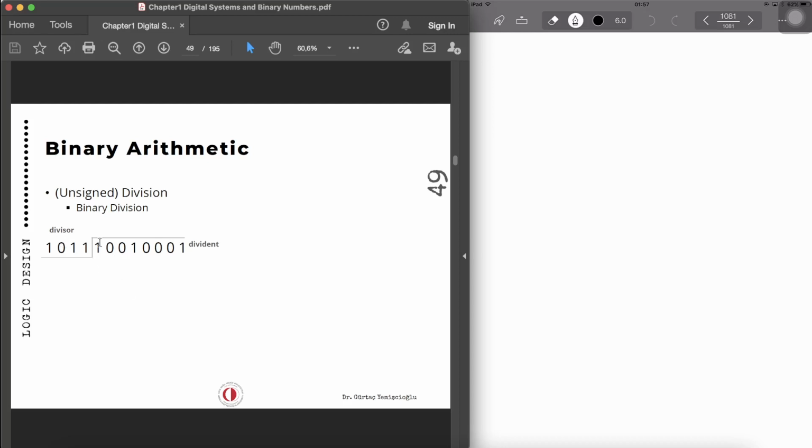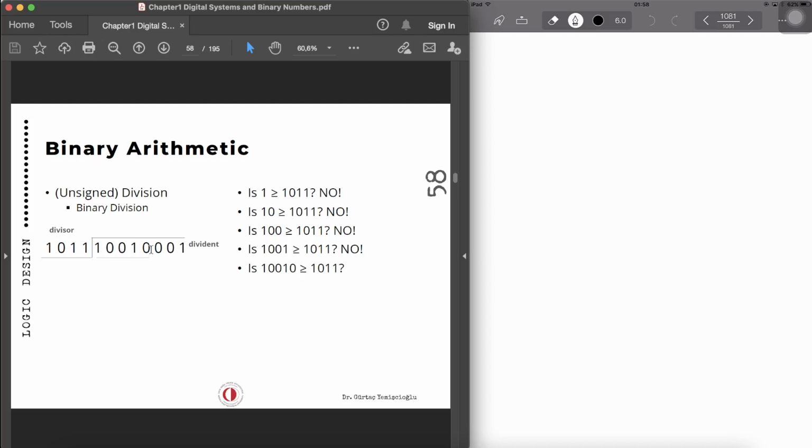We have to check each of these individual bits if it is greater than or equal to. Okay, so we start with 1. Is 1 greater than or equal to the divisor, 1011? It's no. Then we get another digit, 10. Is it greater? No. Then we get another digit, 100. Is it greater? No. Another digit, so 4-digit 1001 is greater than 1011? No. So we got another digit.